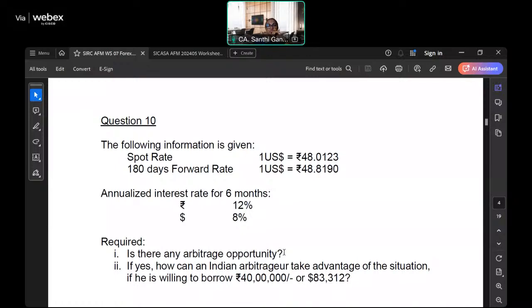Is there any arbitrage opportunity? If yes, how can an Indian arbitrageur take advantage of the situation? If he borrows here, it will be 40 lakhs. If he borrows in US, it will be 23,312. We have seen that to take advantage, you have to borrow in one and invest in the other. So here, borrow in India and invest in US, or borrow in US and invest in India. These are the two situations we are contemplating.